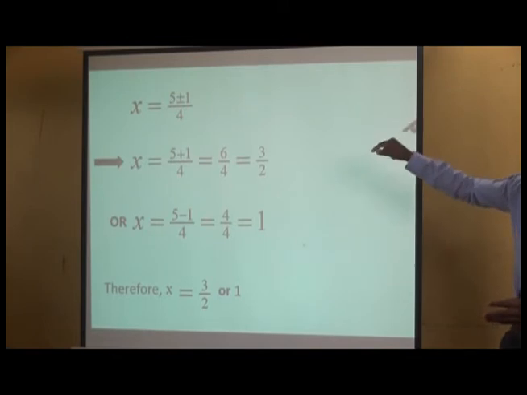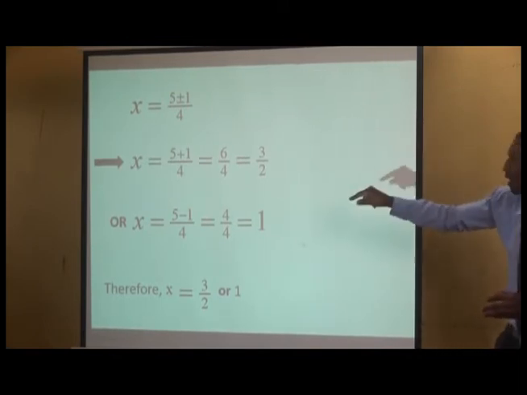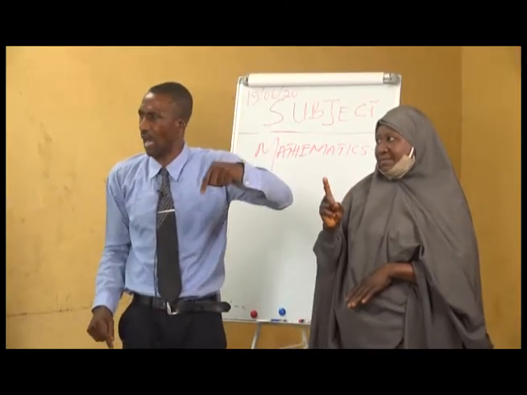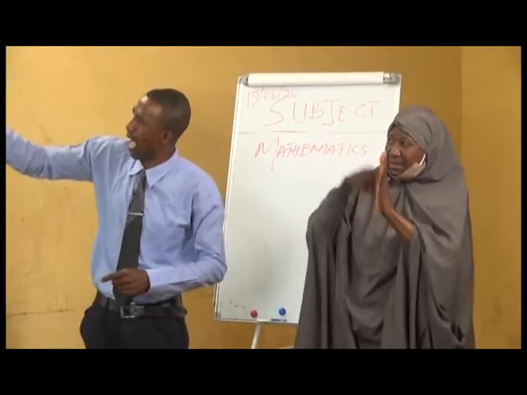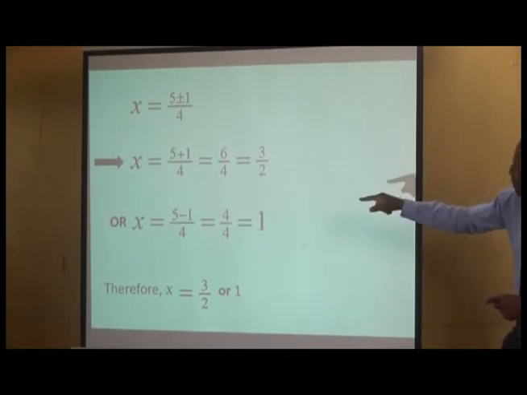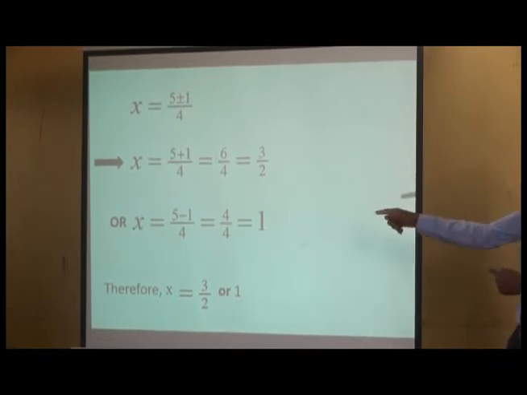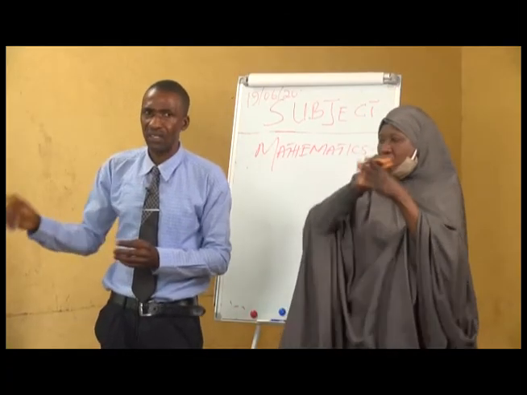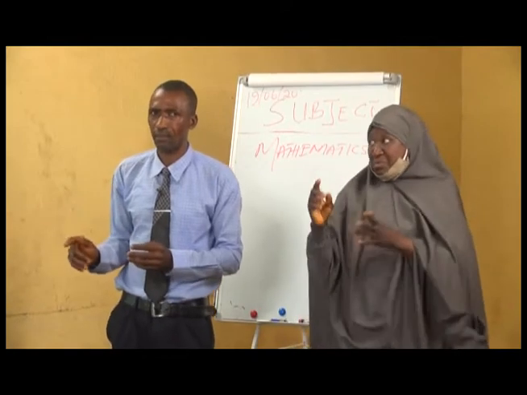Or, if you are using the negative term only, your x becomes 5 minus 1 over 4. 5 minus 1, the answer is 4, all over 4. And 4 divided by 4, the answer equals 1. Conclusively, our x equals 3 over 2 or 1.